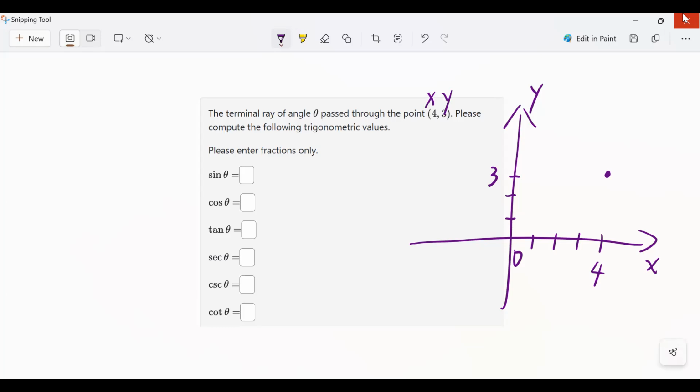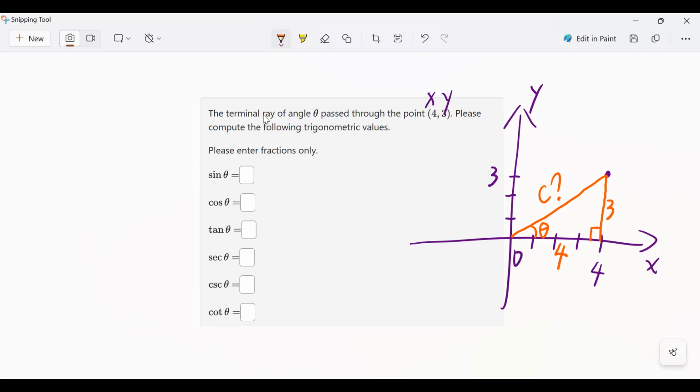The next thing you're going to do is connect it to the origin, and this is going to form an angle theta right here. This is angle theta. Now from here, we're just going to draw a right triangle at this spot. So now we know this is 4 units, this is 3 units, and we don't know c, but we can figure that out from the Pythagorean theorem.